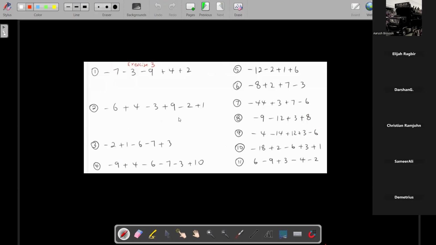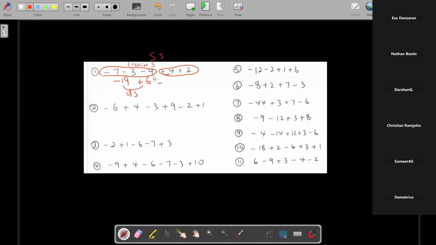I want to do a couple of these here before we move on to the new topic. So the first one here, students, we sum the same signs together. So this is -19 and this is positive 6. And then apply the different signs law. So we apply the same signs law here, and then we apply the different signs law here. So 19 take away 6 is going to be how much? Negative 13.